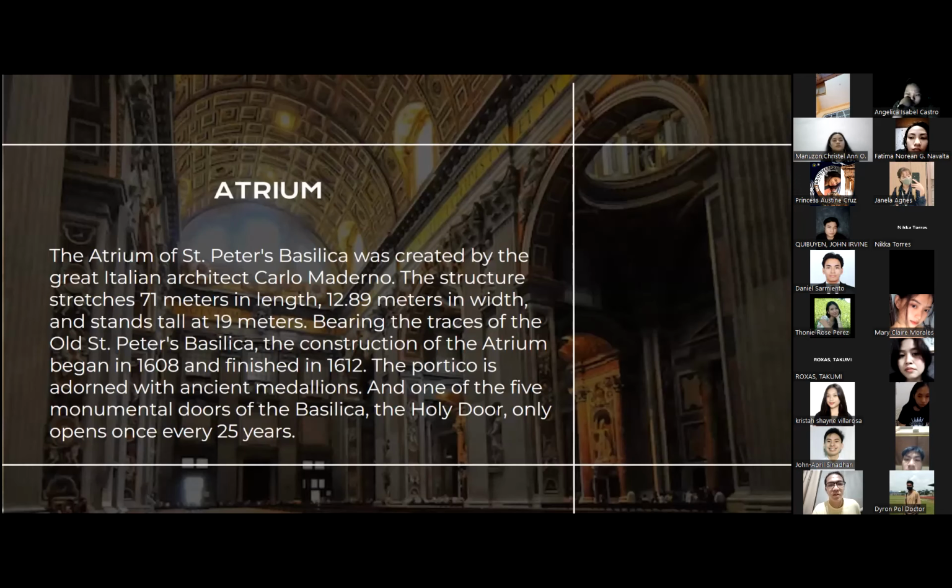So, yun po. Addition lang po dun sa dome. Yung dome po ng St. Peter's Basilica is known as the tallest dome in the world. Na sumusukat po ng 136.57 meters in total height.